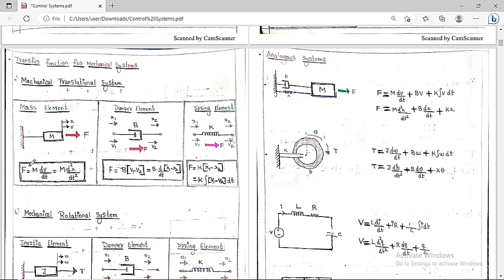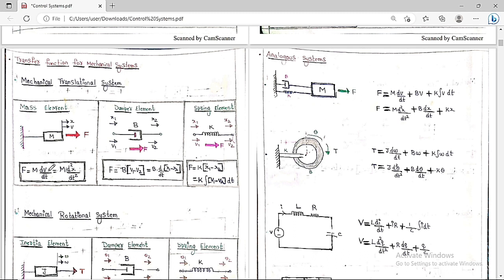Force is equal to mass into acceleration, but acceleration is equal to the rate of change of velocity. So a is equal to dv by dt. And velocity is the rate of change of displacement. Therefore, if the velocity is equal to the rate of change of displacement, then dv by dt is nothing but d square x by dt square.